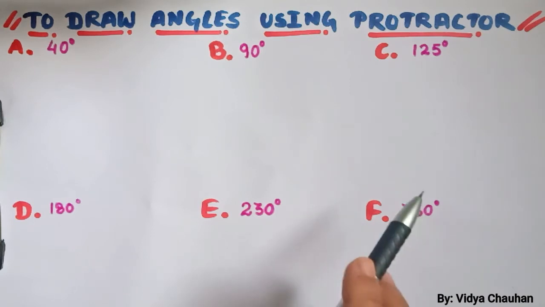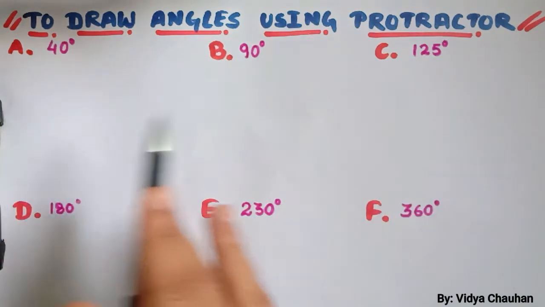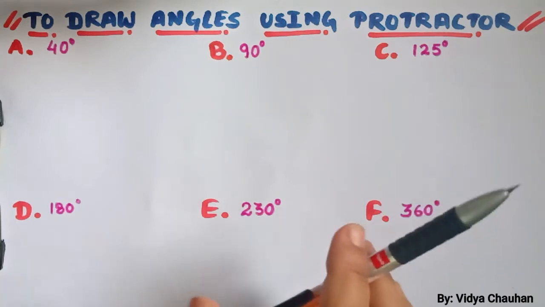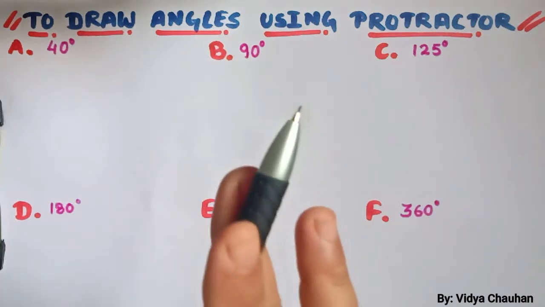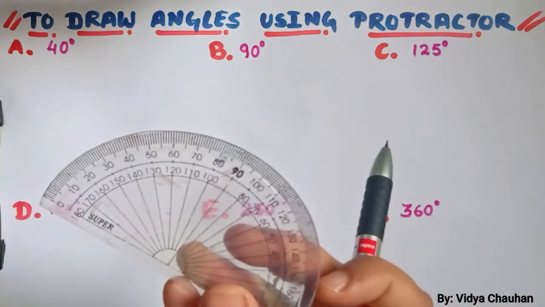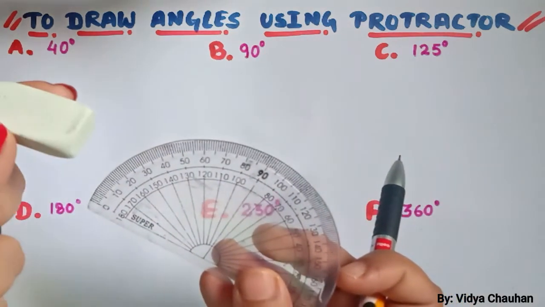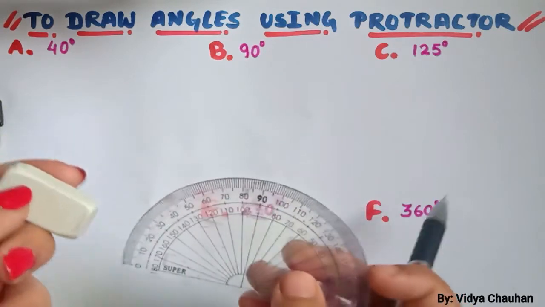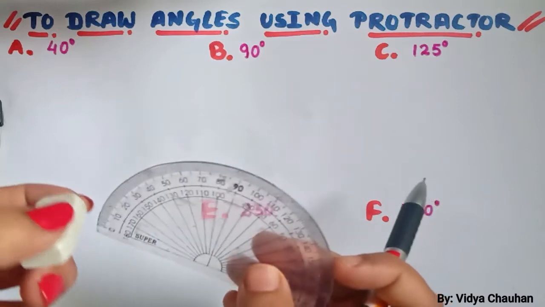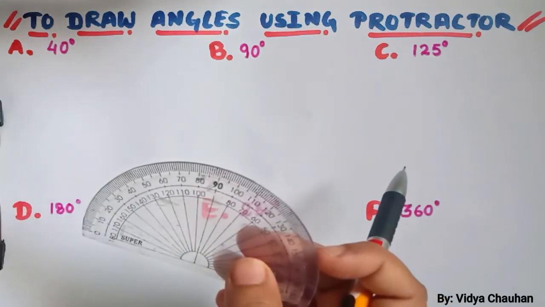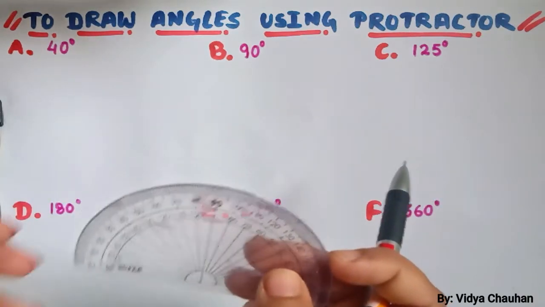Right students, so if you have to draw all these angles, let us first discuss what things are required. You need a pencil, a protractor and an eraser to draw all these angles. Eraser, in case of any mistake, you can easily erase. Right students, so let us start these angles.